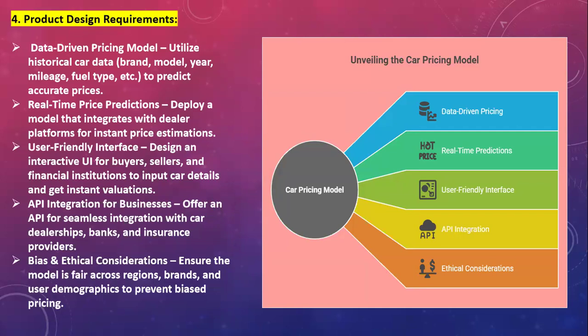And we are also using demographics to prevent biased price predictions. As an example, suppose in one area it is giving the price a certain value, and in another area it is giving the same value. That is not what we need to consider. So for that we are going to handle bias and ethical considerations to prevent biased pricing of car values.